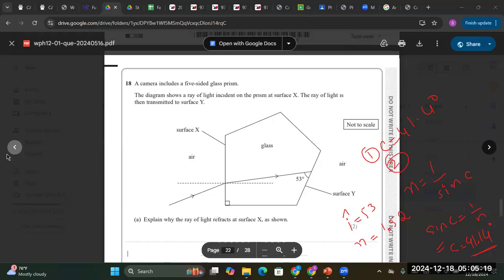So now, Laiba, think about it. You have the refractive index and you have the angle of incidence. Can you think of any formula that will allow me to calculate the angle of refraction, using the angle of incidence and using the refractive index? Can you tell me a formula that I can use to find the angle of refraction?